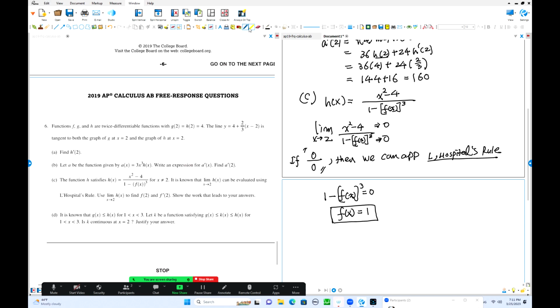Now, the limit of h of x when x is close to 2. When you put the number 2 there, it's going to be 0, so f of 2 equals 1. We already got this number. When you put the number 2 directly over there, the numerator is 0 and the denominator is 0. So from here, f of 2 equals 1. That's fine.